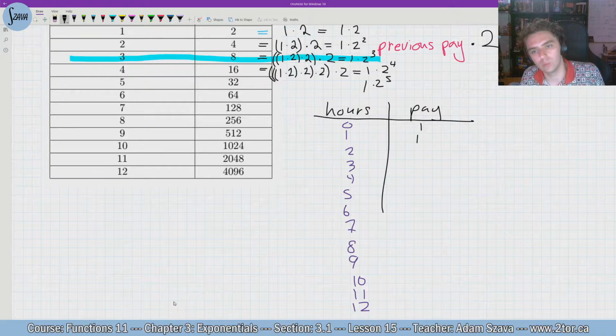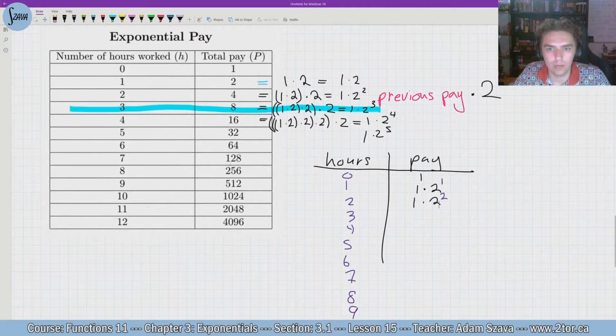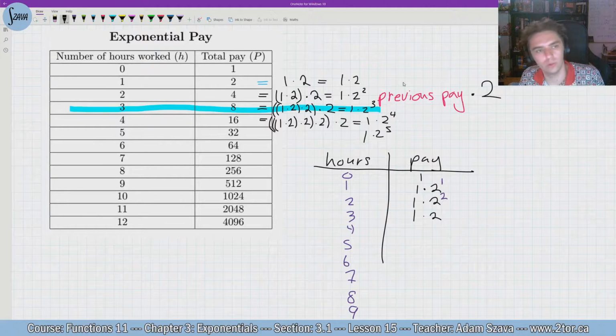Next one is 1 times 2 to the power of 1. 2 to the power of 1 is 2. So next is 1 times 2 to the power of 2, because it's the previous amount doubled. So it's 1 times 2 times 2, which is 1 times 2 squared. So that comes from here. 1 times 2 squared. Next one is 1 times 2 to the power 3, and that's for 3 hours of work.